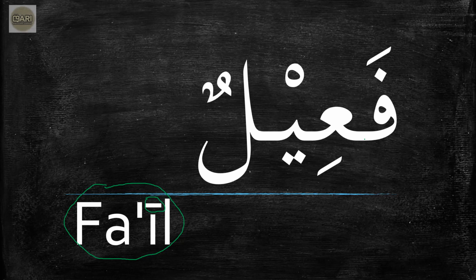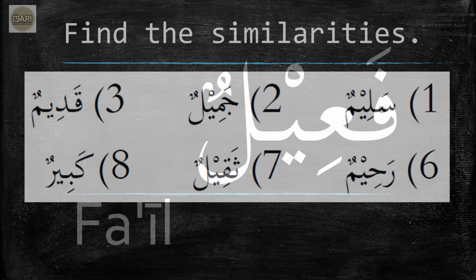Faail. Not Faail. Faail. The Fa here is short. No Aleph after it. The Ain, the Kesra, that's what's made long here. Remember the Fa'ul Fi'l, the Ainul Fi'l, and the Lamul Fi'l.